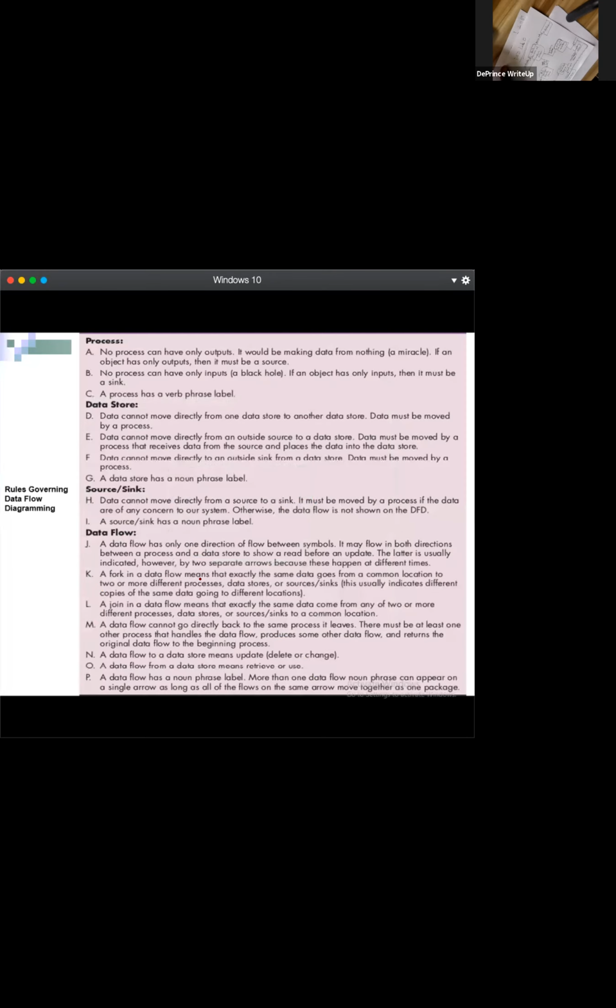So a fork at a data flow means that exactly the same data goes from a common location to copies of the same.